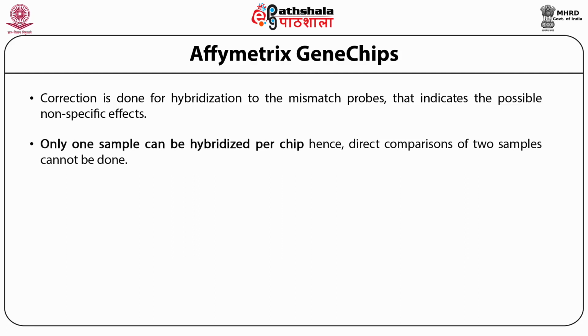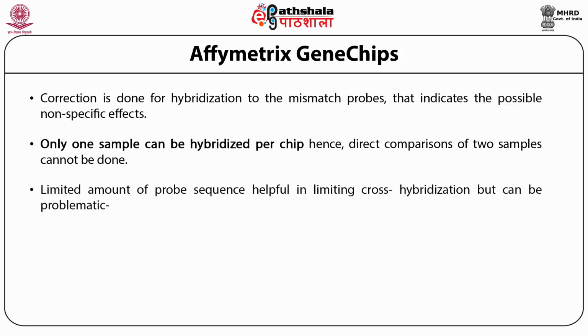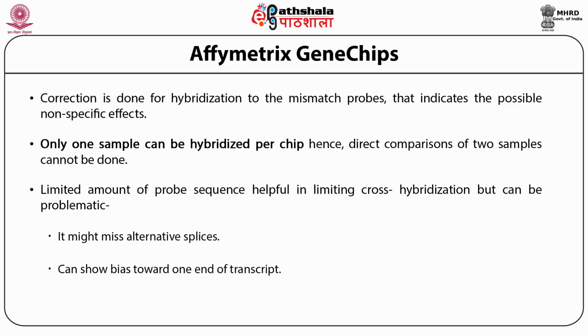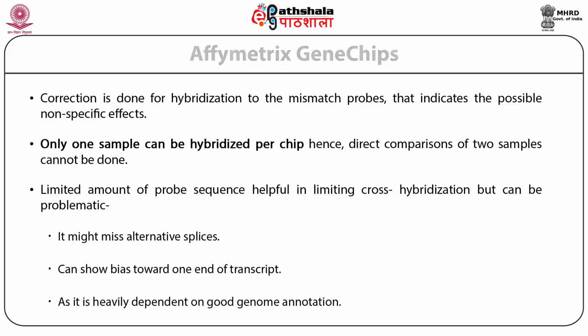Only one sample can be hybridized per chip, hence direct comparison of two samples cannot be done, something which we see in the case of glass chip microarrays. A limited amount of probe sequence is helpful in limiting cross-hybridization but can be problematic because it might miss alternative splice sites, can show bias towards one end of the transcript, or we can say that it is heavily dependent on good genome annotation, which might not always be possible.